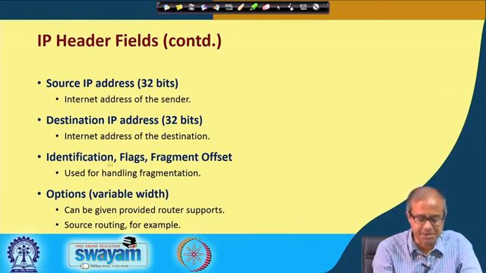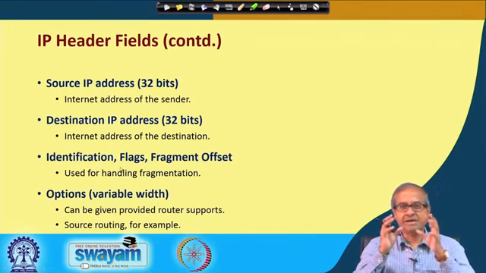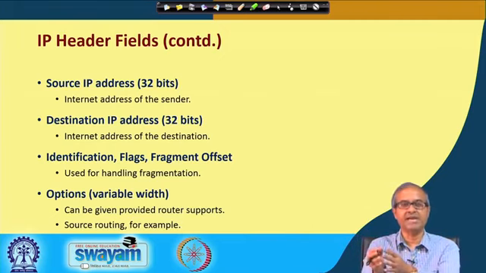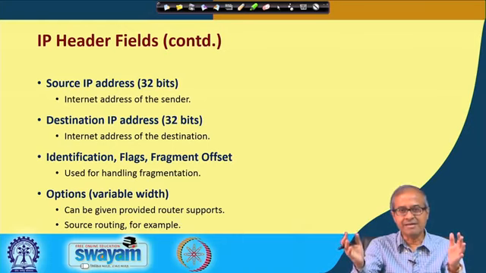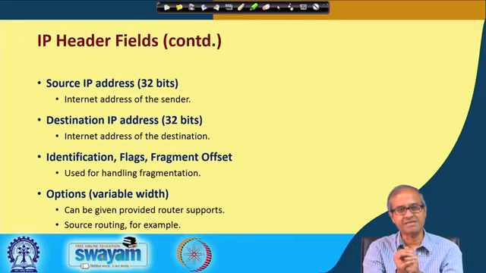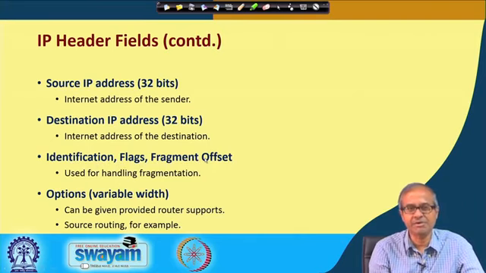Then you have some other fields which we shall be discussing later, like identification, flags, and fragment offset. These fields are used for fragmentation, whenever the IP layer needs to break a packet into smaller packets, and again combine those smaller packets together into a single packet. These are called fragments, fragmentation and reassembly. To support that, these 3 fields are required. This we shall be talking about later.